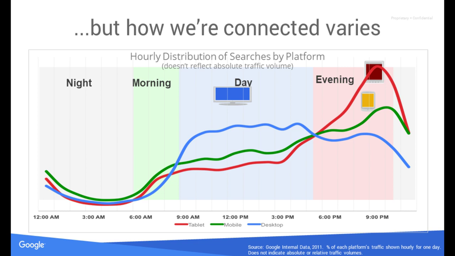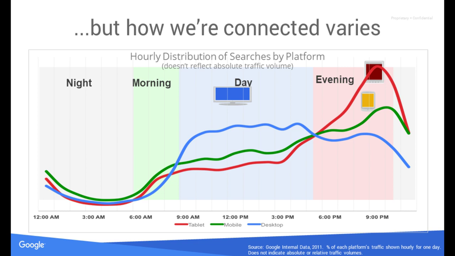But how we're actually connected varies. And I love this chart because it actually shows us a picture of how people interact with their devices throughout the day. As you can see, search is all the time, at any moment of the day. It just depends on what device people are on, their computer, their mobile phone, their tablet. People are constantly connected from morning to night.